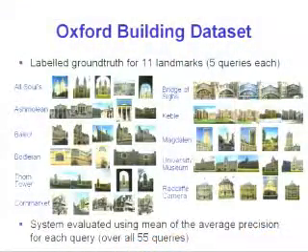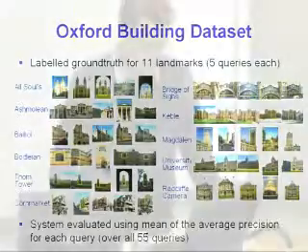And we've gone through and manually labelled ground truth for 11 landmarks. And each landmark has 5 queries each. So you can see all of the 55 queries here. And to evaluate our system, we use the mean of the average precision for each query. So we sum up all the average precisions for each query and divide by 55 to get an overall view of the performance of our system.